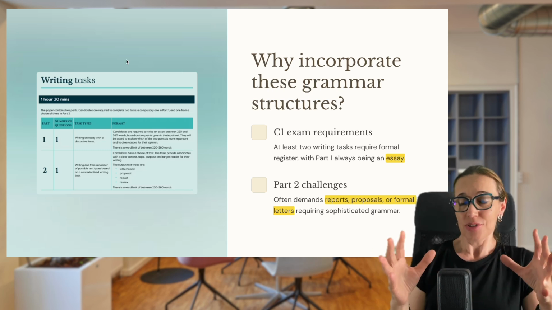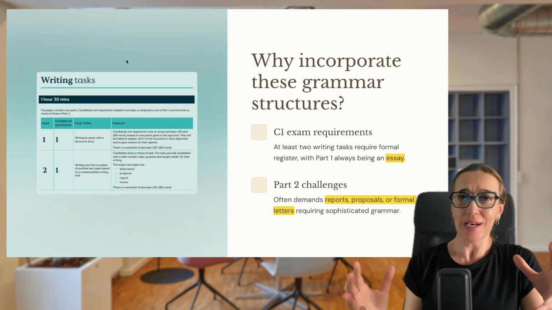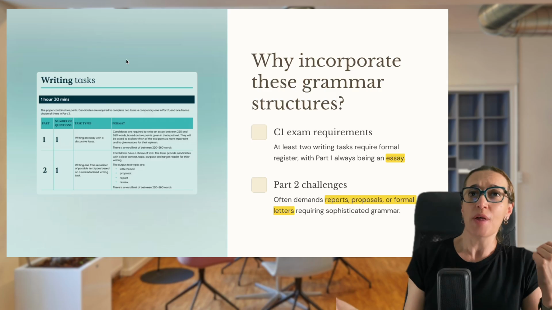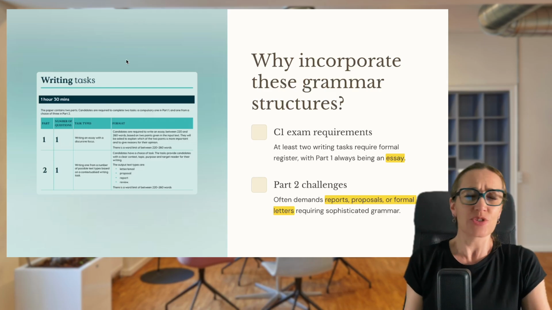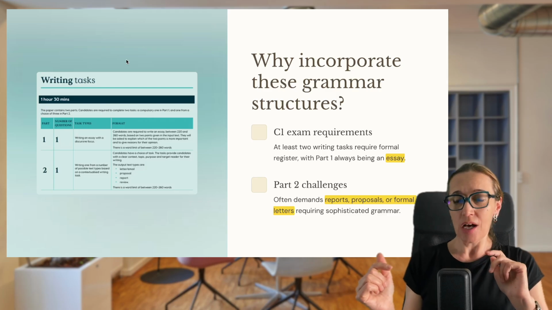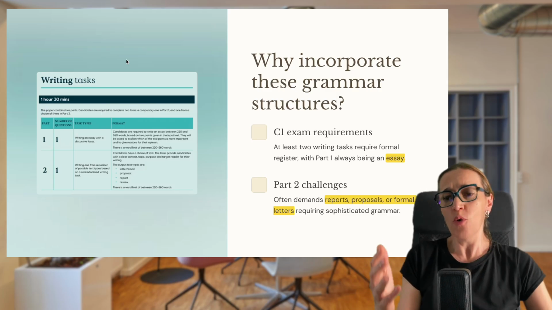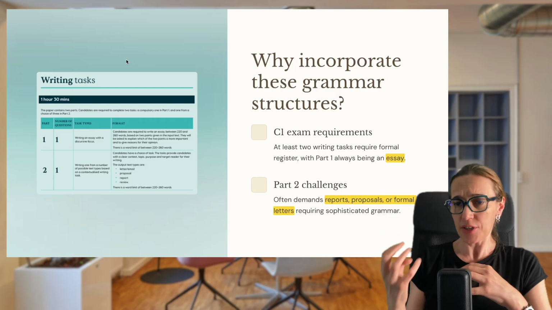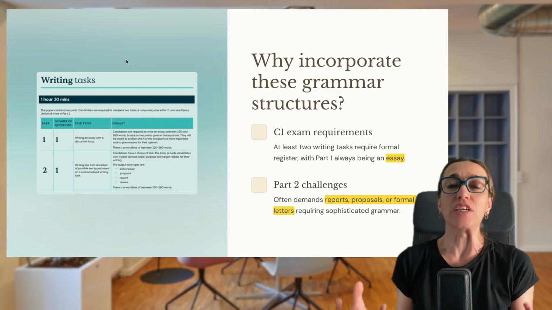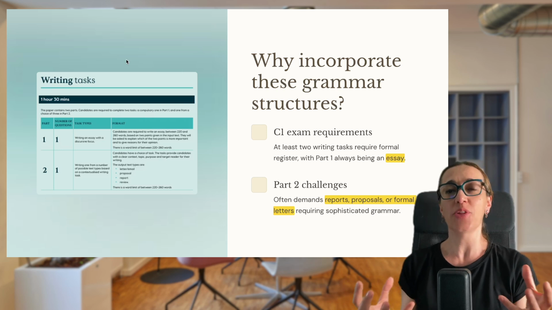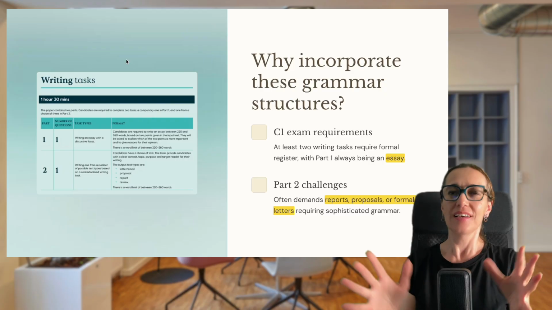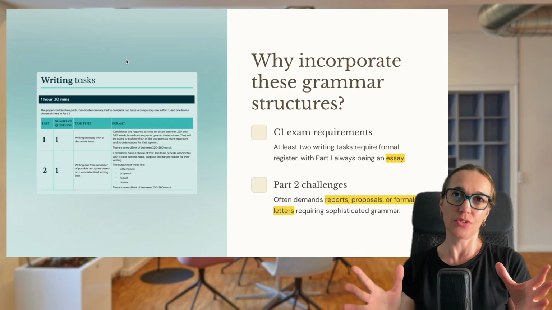In part one, just a quick recap. You always have to write an essay. This task must be written in a formal register without contractions, personal anecdotes, or overly casual language. And in part two, we've got either reports, proposals, or formal letters, and they all require sophisticated grammar. Now, let's see which are these grammar structures that must be, no matter what, in your essays.